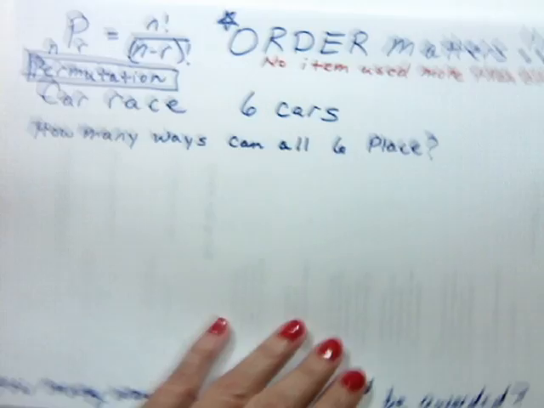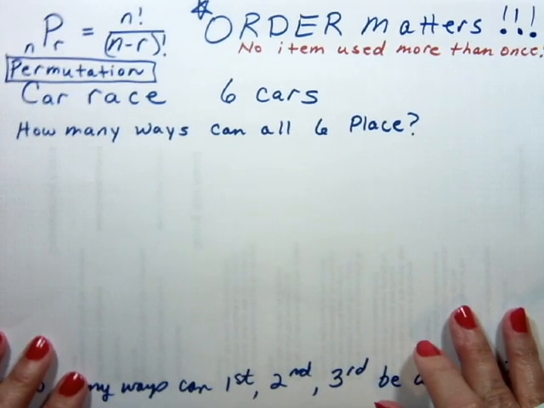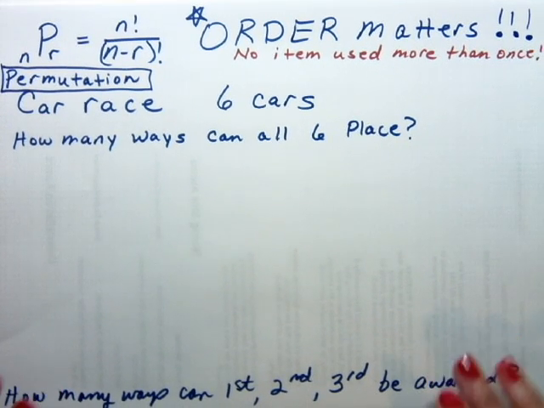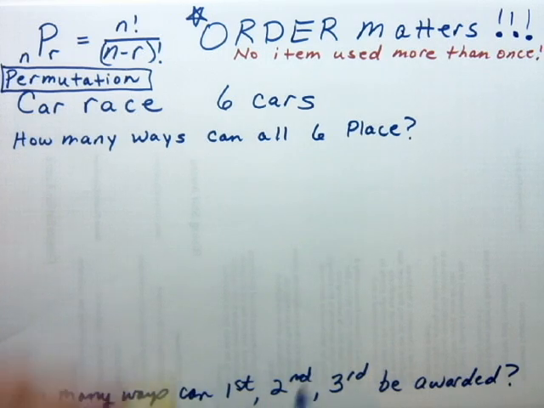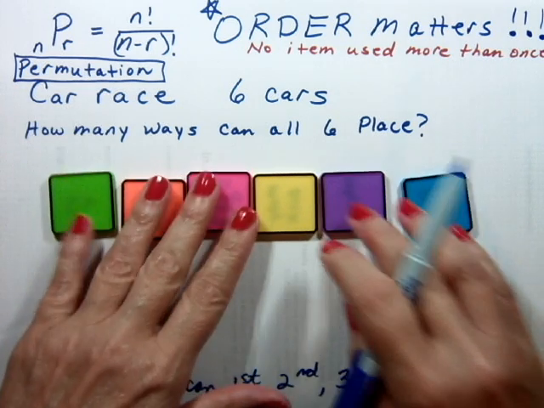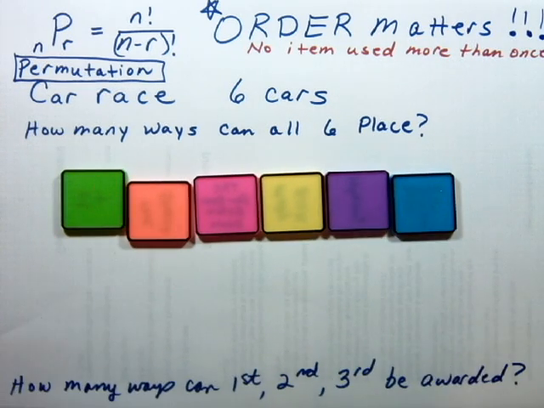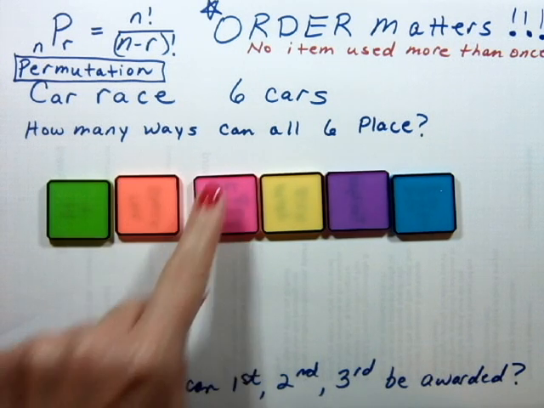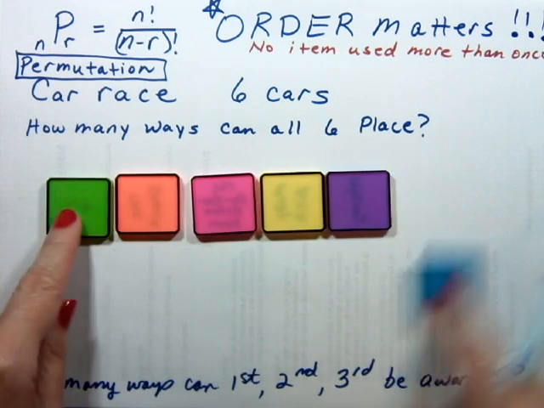Okay, so that's arranging letters. Now let's talk about permutations. A permutation is something where order matters, and it's where I have to use every item once. Or I don't have to use every item, but I can only use an item once. For example, let's think of cars in a race. If I have 6 cars in a race, and I want to know how many ways these cars can come in and place, this is one way. Green came in first, then orange, then pink, and so on. Here's another way.